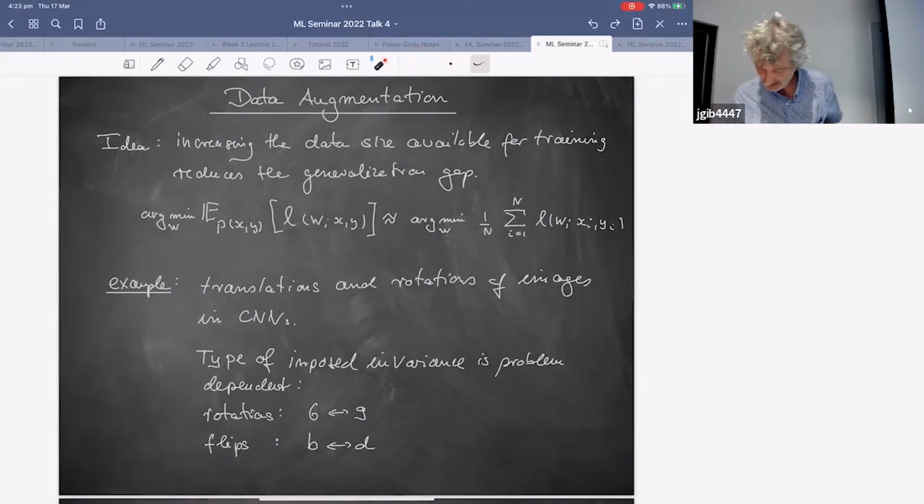For example, if you want to distinguish handwritten numbers, you don't want rotations by 180 degrees, because a 6 then becomes a 9. Similarly, if you want to look at individual letters, you don't want to allow flipping. So the type of symmetry you use, and how you do this data augmentation, is model dependent, or problem dependent, I should say.